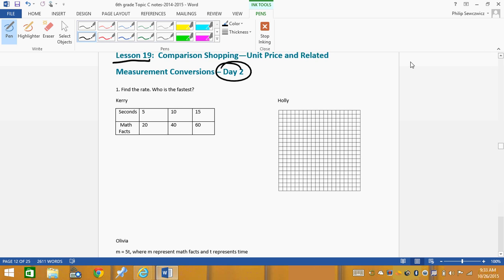So let's go back over what we've got going on here. We're going to look at your graph, and you've already got your graph filled in, but I like to fill it in as we go because I like to point out things. So first of all, notice the seconds. The seconds is on your x-axis, all right? And then math facts is on your y-axis.